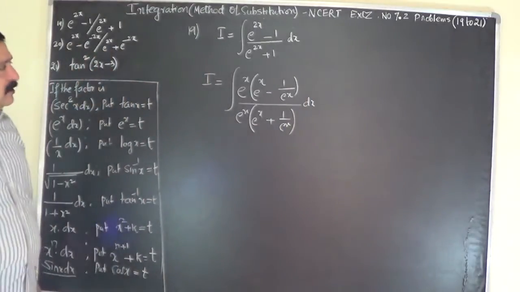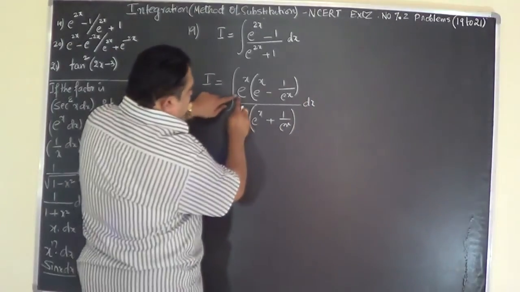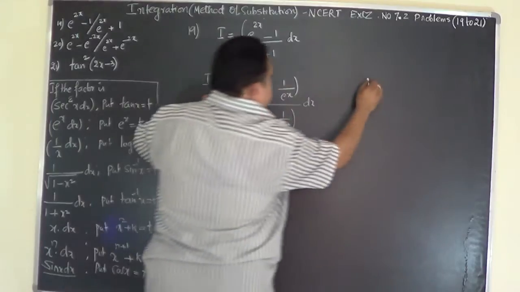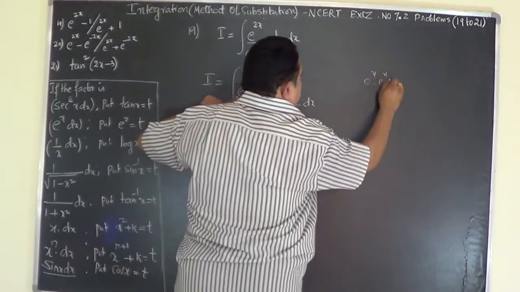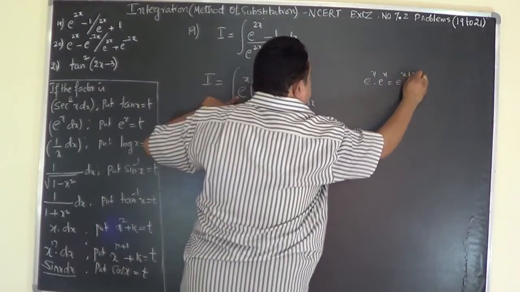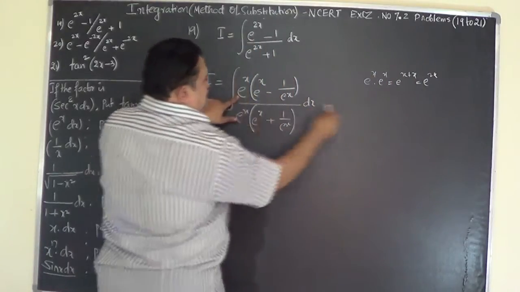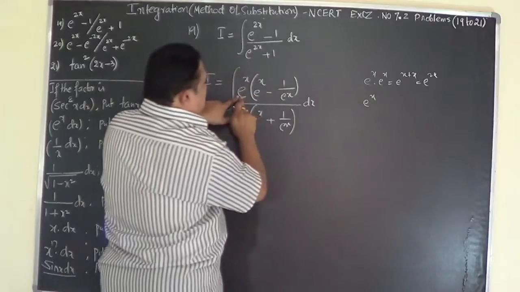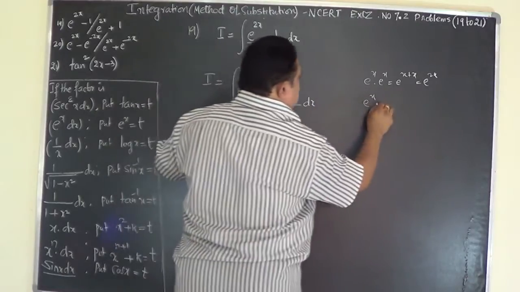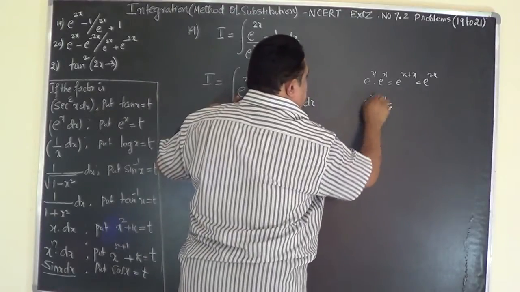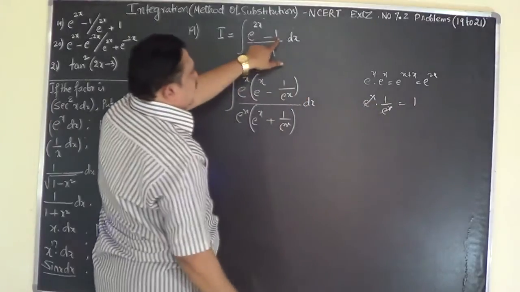Did you understand how this is? Very simple. e to the power of x into e to the power of x is e to the power of x plus x, that is e to the power of 2x. So you have the first term. Now here, e to the power of x into 1 by e to the power of x, e to the power of x cancels, you get 1, the second term.